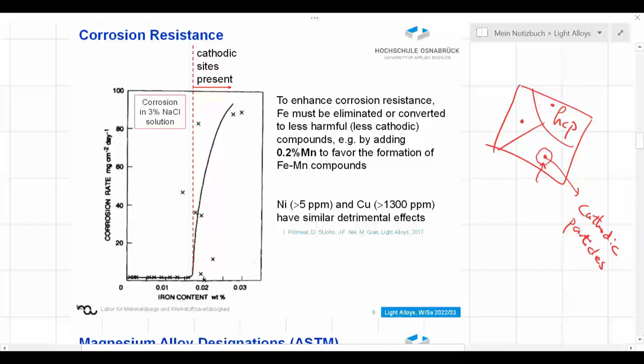It is something like the concept of sacrificial anodes. We have 2 metals with different electrochemical potentials. The one with the lower potential starts to corrode. And this is one of the challenges associated with magnesium alloys. If there are impurities, we get a lot of cathodic sites, which decrease the corrosion resistance of magnesium alloys.